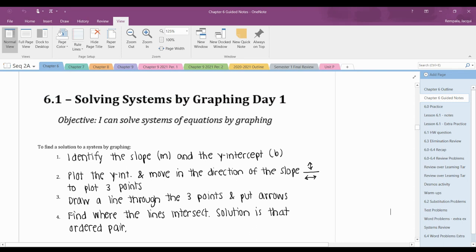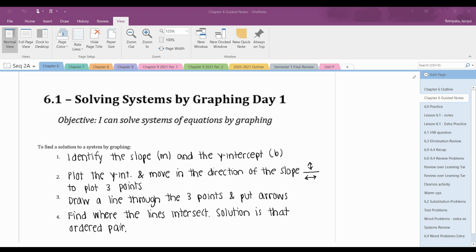Today I want to talk about section 6.1, which is solving systems by graphing. When we are asked to solve by graphing, we've got several steps. So here are the steps. We want to identify the slope, which we call M, and the y-intercept, which we call B. If we have two different lines, we're going to do that two times.